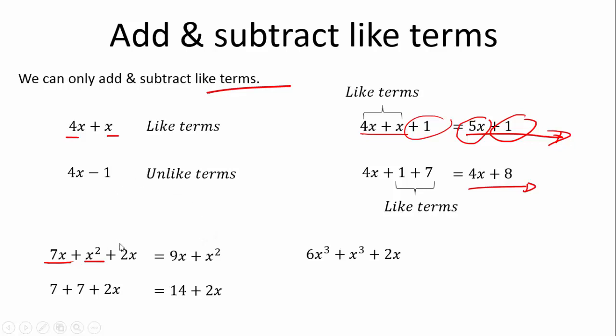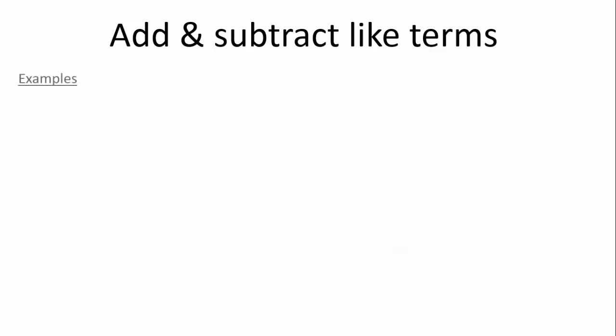What about 6x cubed plus x cubed plus 2x? Oh, these are like terms. So we can add them together to get 7x cubed. Remember, that's a 1 over there. And plus 2x. Now we've got 2 unlike terms. What about y plus x minus 2x? That we can simplify into y minus x, because 1x minus 2x is equal to minus x. So that's y minus x.